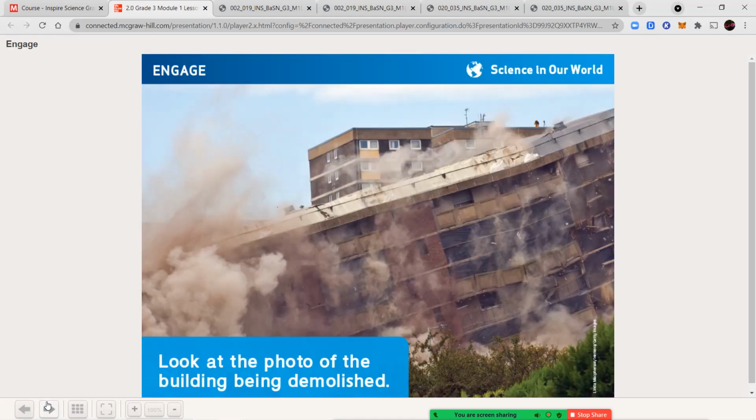For page 21, we're going to look at this photo of the building being knocked down or demolished. How is force being used here, and what questions do you have? So take a minute to take a look at this photo. Think about what questions you have about what's going on here, and how is force being used to knock down or demolish this building.